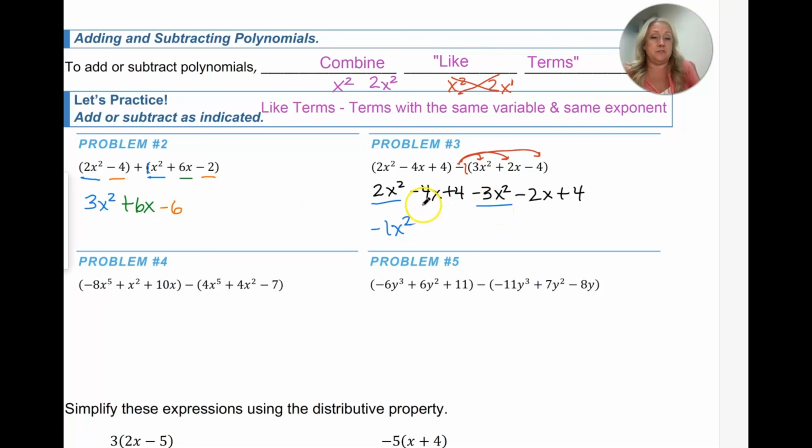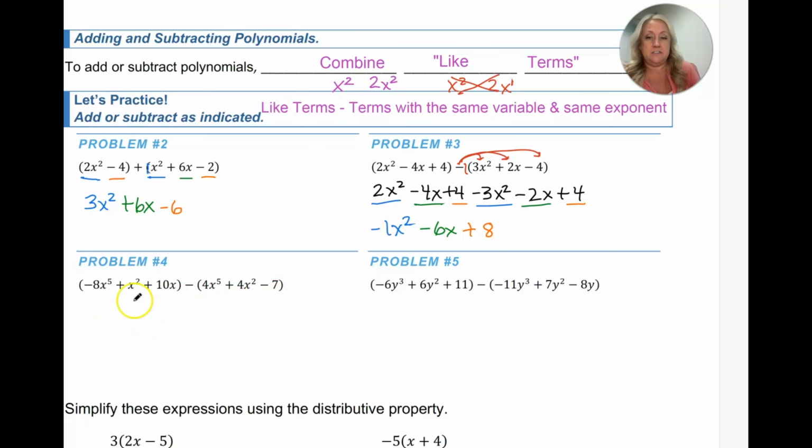Now let's look for our x terms. I've got negative 4x minus 2x. It's going to give us negative 6x. And now I have the constant term, but 4 plus 4 gives me 8. All right, and there I have my answer. I've combined all those like terms together after I distributed that negative through.